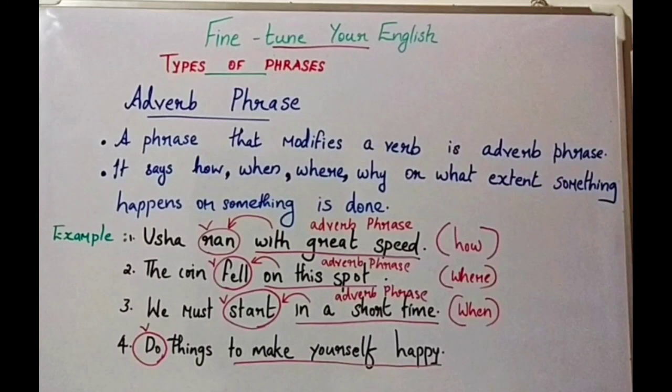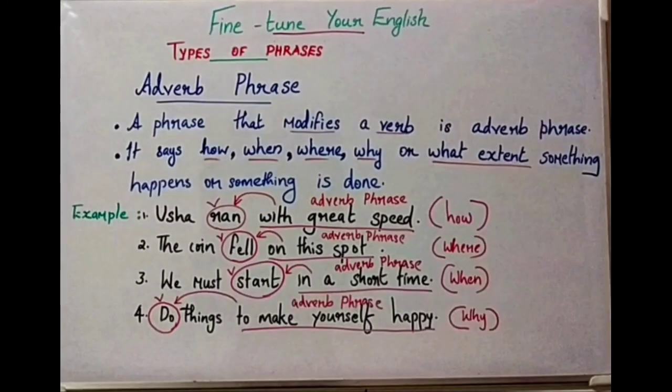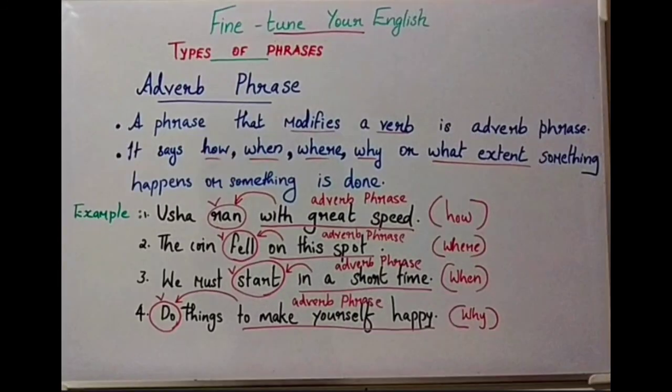Then the last example given here is, do things to make yourself happy. Here, to make yourself happy is the adverb phrase, and it says something more about the verb do. And it answers the question, why do you do things? It is to make yourself happy. The answer we get is the adverb phrase, to make yourself happy.